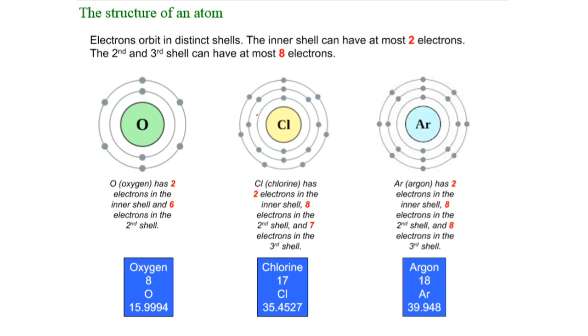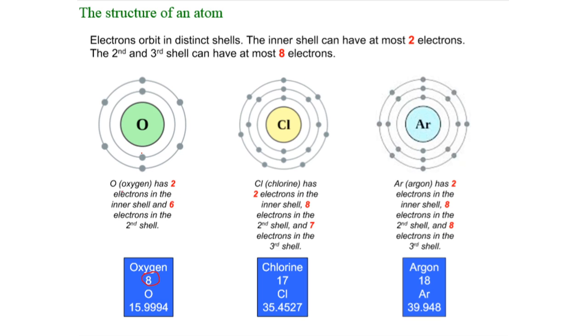Take a look at oxygen. Oxygen is element number 8. That means when it's neutral, it's going to have 8 electrons, and of course it's always going to have 8 protons. If it has a different number of protons, it'll have a different atomic number and it will be a different element.